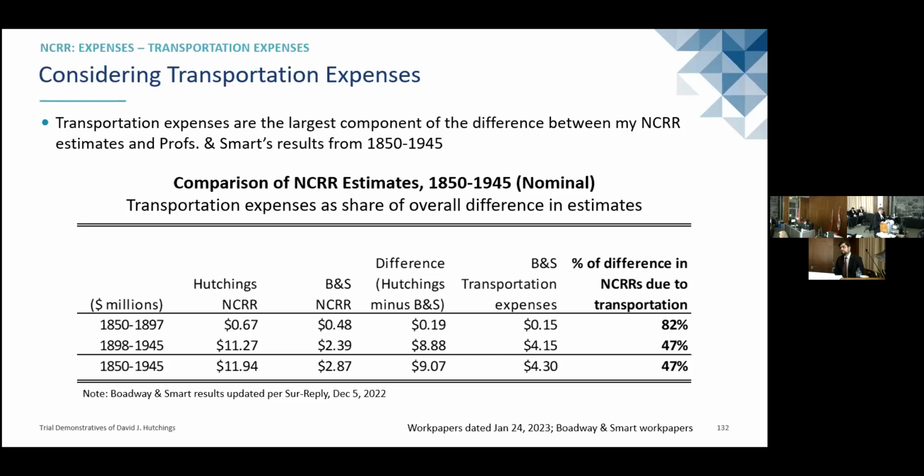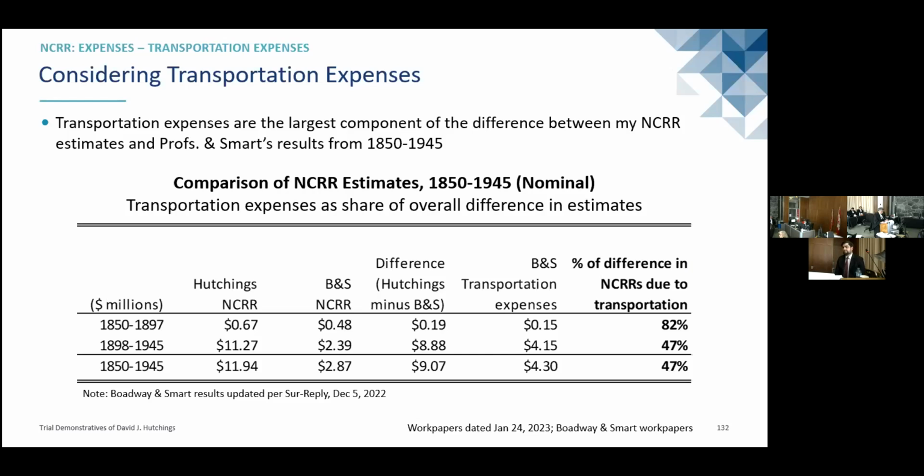Okay, so we differ, and this is in millions of dollars. So we differ by about $190,000, 1850 to 1897. And of that, approximately $150,000 is their transportation expenses. That's the second to last column. So in that first 48-year period, 82% of the difference is about our treatment of transportation.